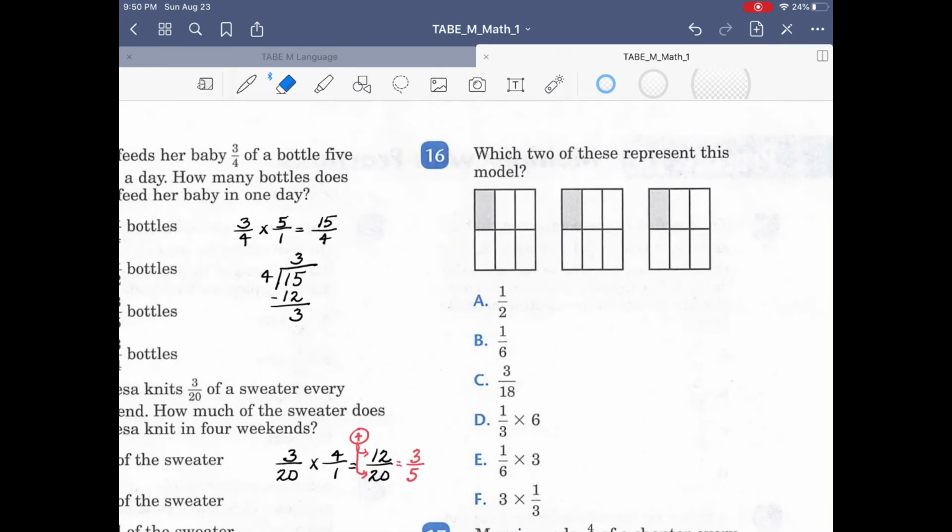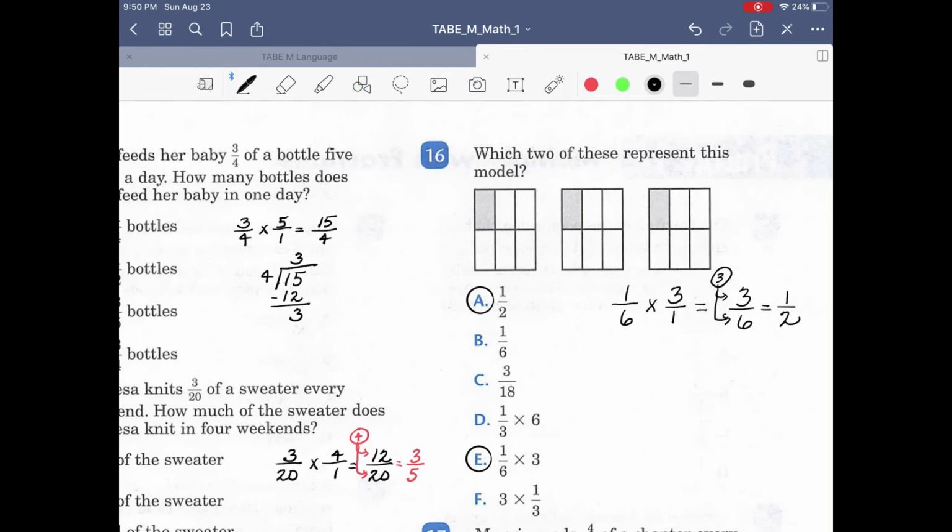Number 16. Which 2 of these represent this model? Well, each of these boxes has 1/6 shaded, and there are 3 of those. So 1/6 times 3 is 3/6, and that will simplify down to 1/2. So I can tell you that A is one of them, and I did 1/6 times 3, so I would go with A and E for number 16.